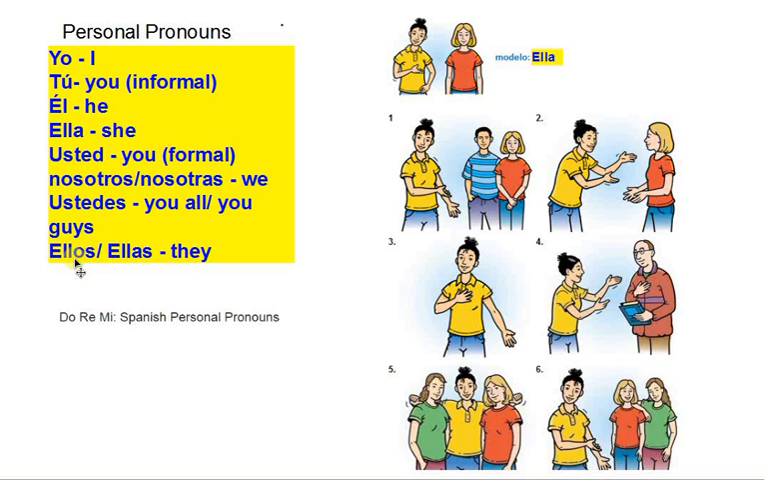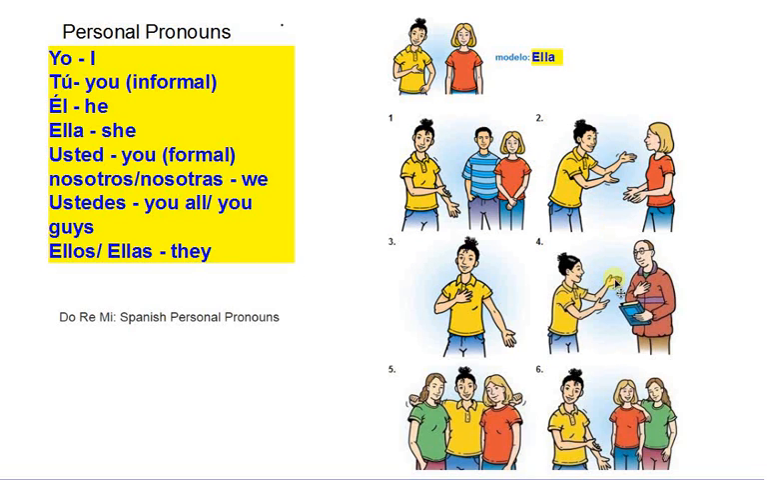And finally, we have ellos, ellas. You can say ellos or ellas. Both pronunciations are correct. That means they, okay? So again, we go back to masculine and feminine. How can we tell them apart? Well, if you're talking about only boys, you use ellos. Or if you're talking about boys and girls together, you're going to use ellos. But if you're talking about girls, only girls, you say ellas.